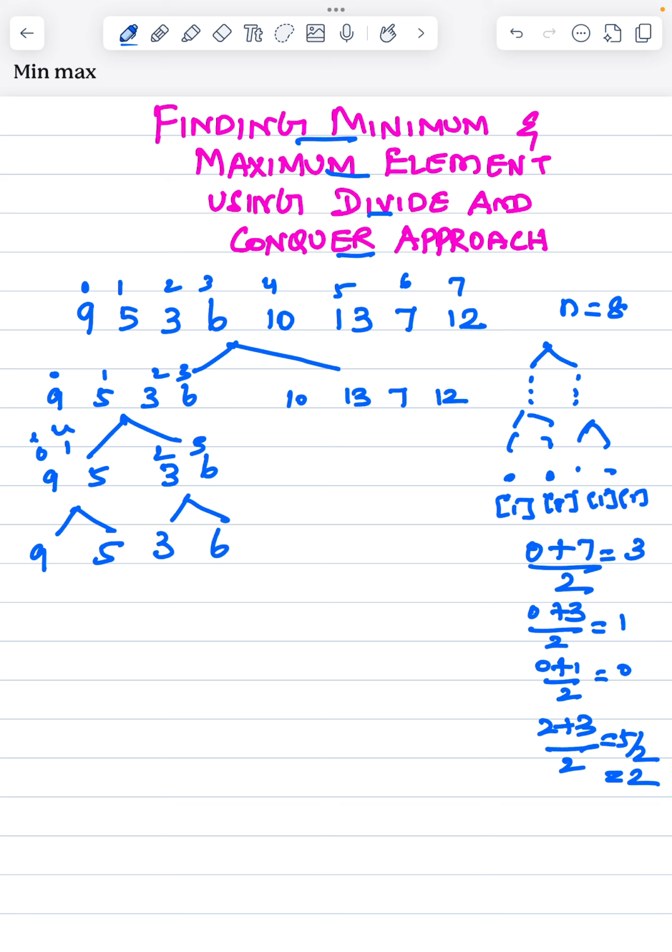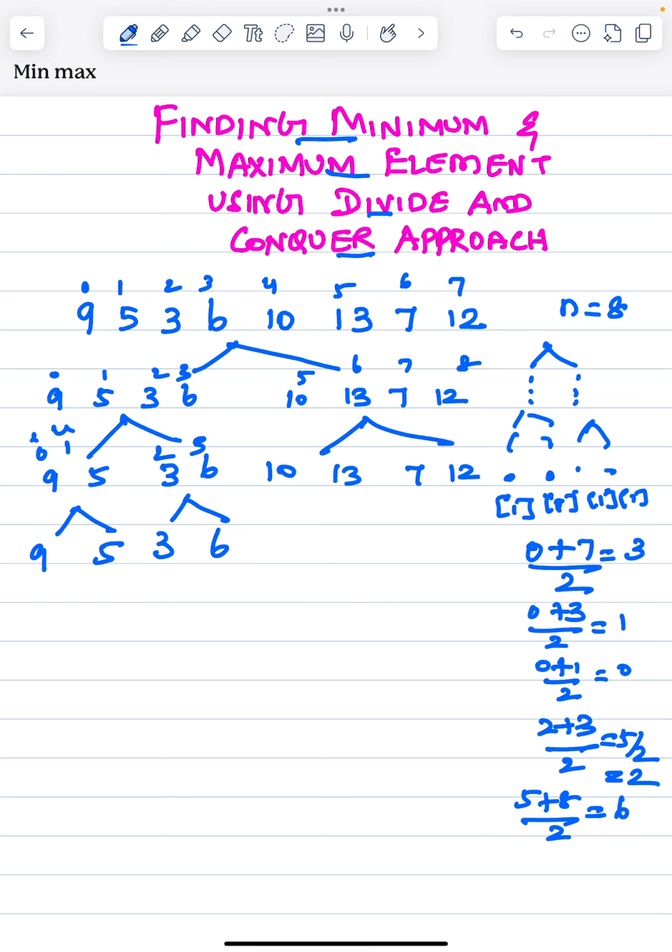Now you have to come to the right half. What is your right half? It is 4, 5, 6, 7. Now you have to find the lower bound and upper bound. It is 4 plus 7 divided by 2, which will give you 5. So 10, 13 and 7, 12. This is 4, 5 and this is 6, 7.